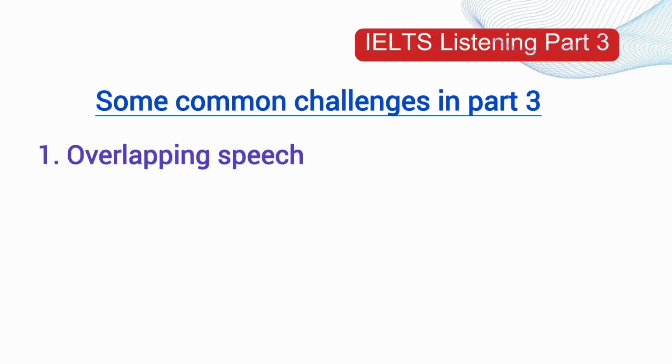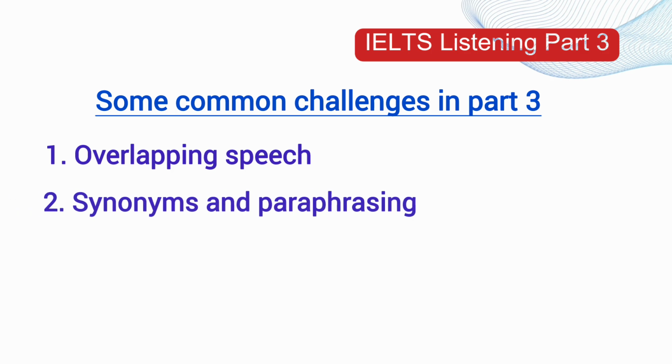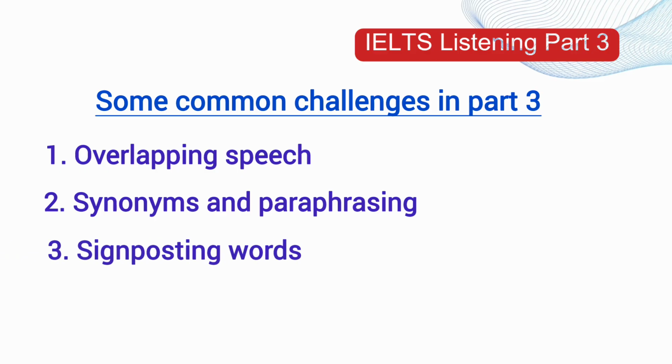Number 1, overlapping speech. People talk over each other slightly. Number 2, synonyms and paraphrasing. They rarely repeat words from the question. Number 3, signposting words like firstly, however, on the other hand. Number 4, distractors. Be very mindful of this one. They say one thing, then correct it.